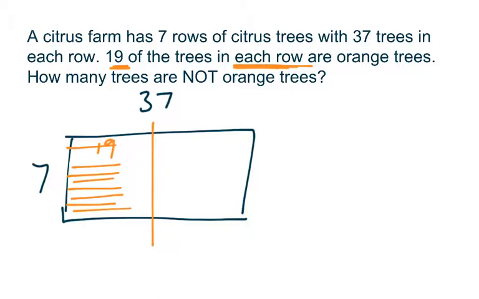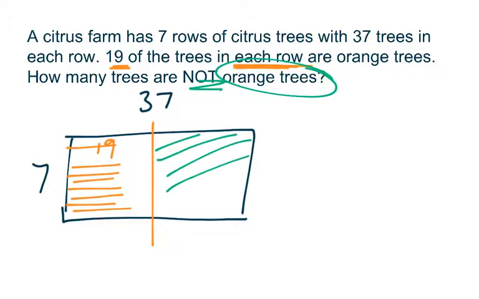Now, I want to know what are not orange trees. So I want to know what this side of my citrus farm looks like. I don't want to know how many orange trees I have. I want to know how many are not orange trees. I could solve this problem a few different ways.